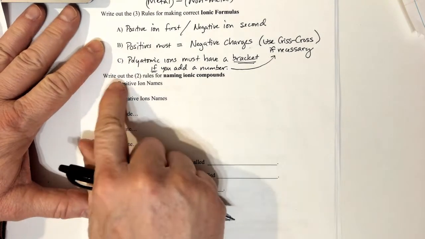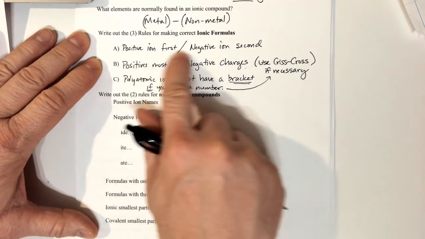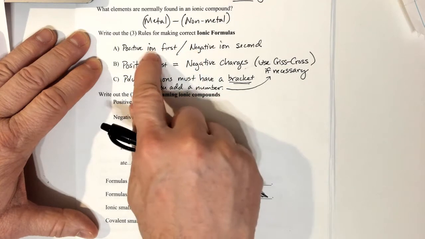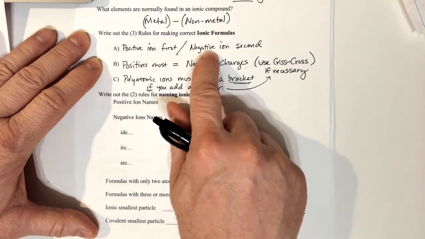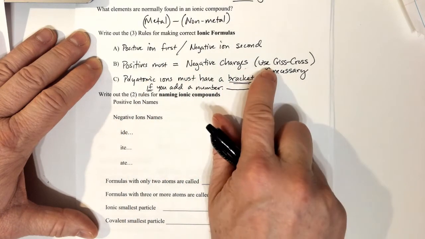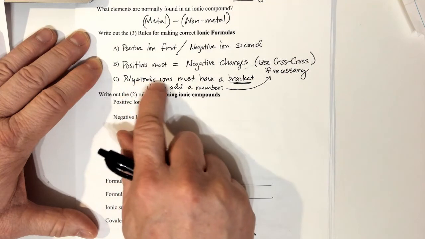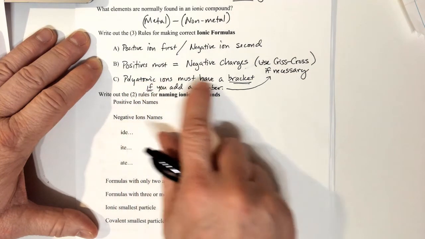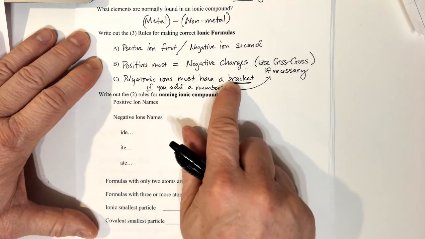So we now remember that we have our formula rules, which is the positive ion first and the negative ion second. Our positive and negative charges must be equal. If they're not, we crisscross and make a neutral formula. And if there is a polyatomic ion that needs another number, we put it in brackets. But if you don't add another number to it, we don't need to put it in brackets, okay?